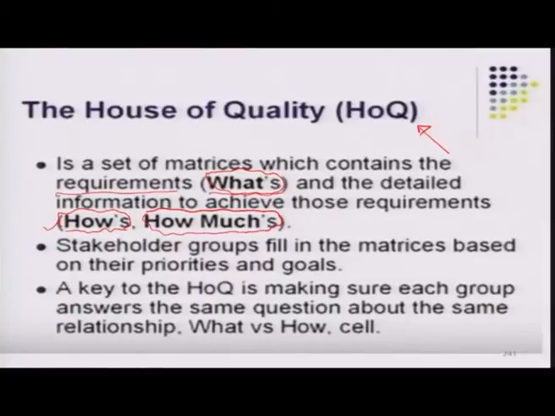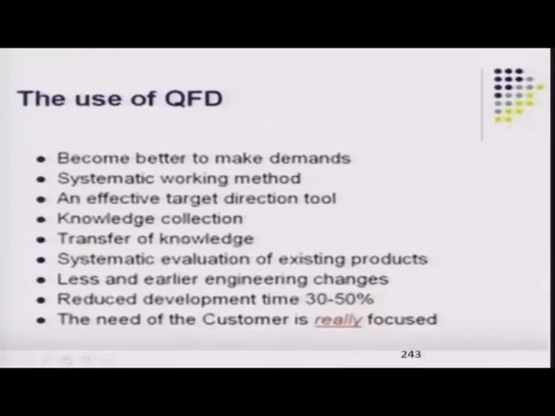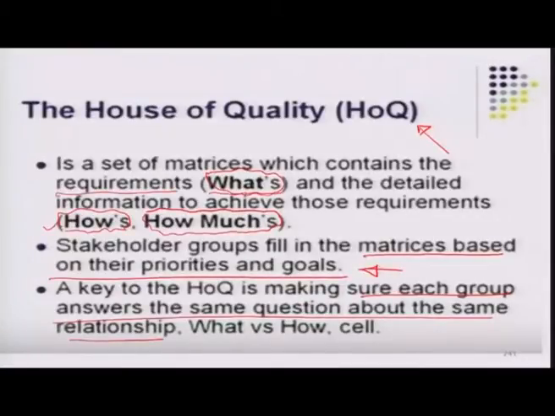The stakeholder groups fill in the matrices based on their priorities and goals, and a key to this House of Quality is making sure that each group answers the same questions about the same relationships. The what versus how cells are typically represented as shown here.